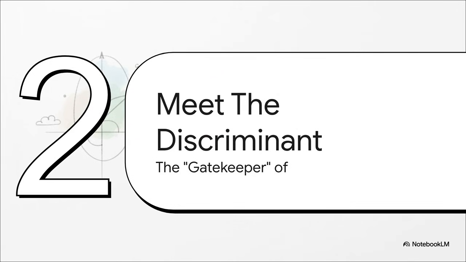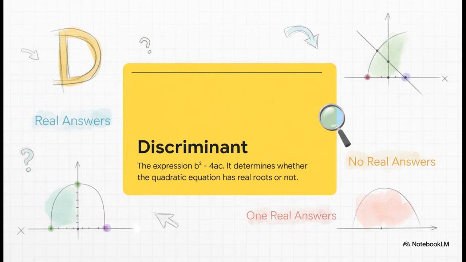So, this special little expression is so important, it has its own name. It's time for a formal introduction. Think of it as a kind of gatekeeper for quadratic roots, deciding which ones get to exist and what they look like. And here it is. We call it the discriminant, usually shown with a capital D. And it's simply that expression, b squared minus 4ac. Its whole job is to discriminate, or, to tell the difference between the kinds of answers we can get. It's the ultimate decider on whether we'll find real roots or not.